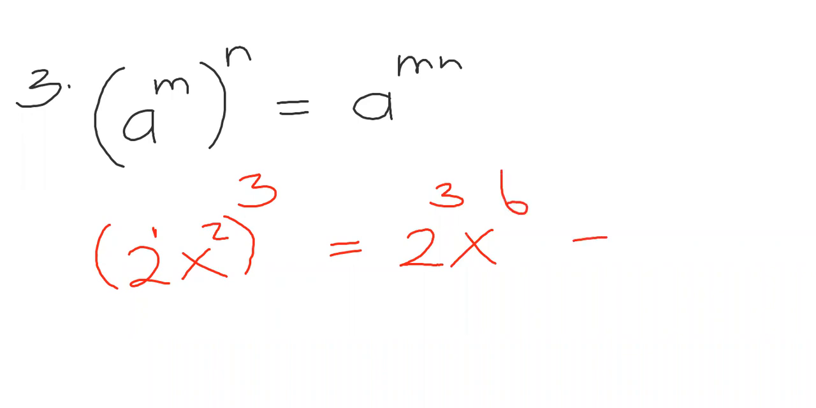Then we don't end there because we can actually solve this. You can use your calculator to find 2 to the power 3. 2 to the power 3 is an 8. So you have your 8 there, then x to the power 6. That's rule number 3.